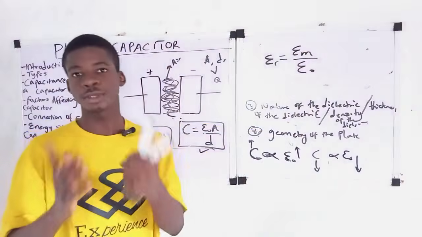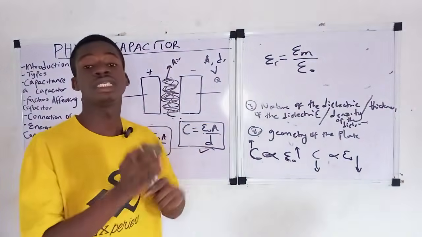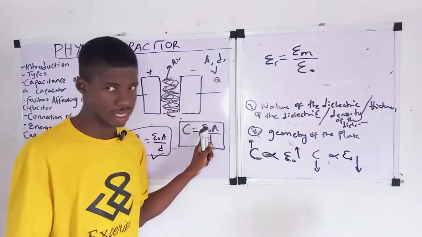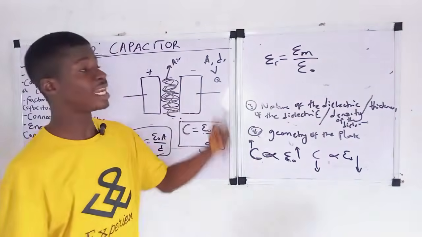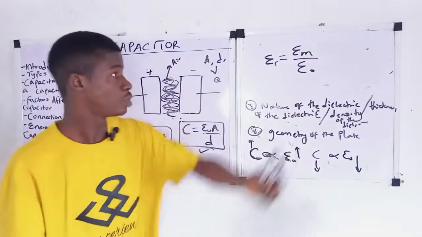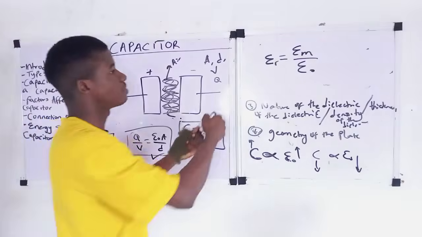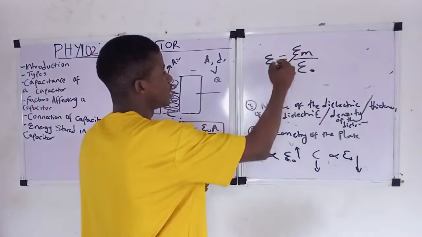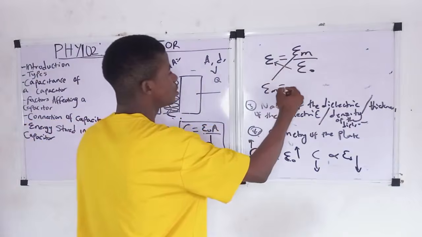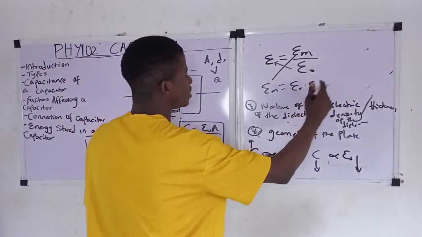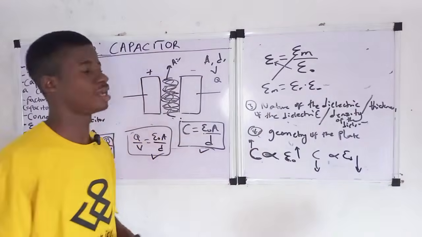Now if the dielectric we use is air, we use E naught here. But if the dielectric is a material medium, we use Em. So if we make Em the subject of the formula, we cross multiply. Em will be equal to relative permittivity multiplied by permittivity of free space, right?